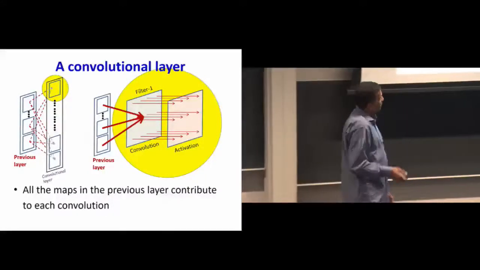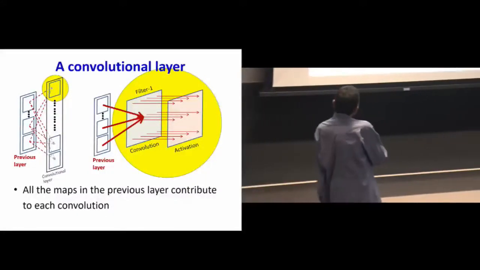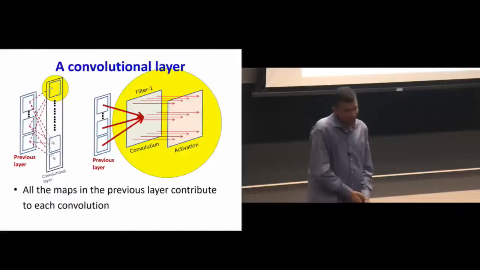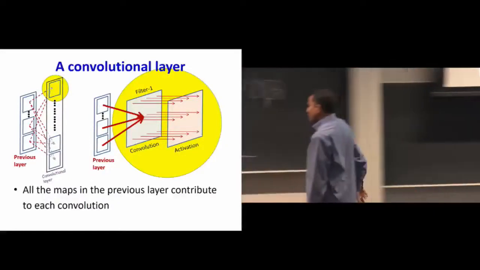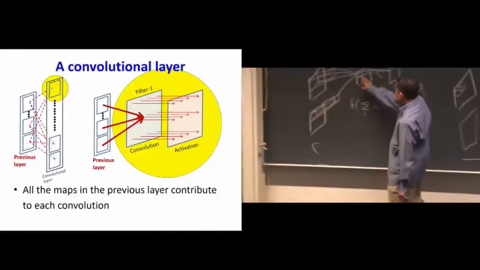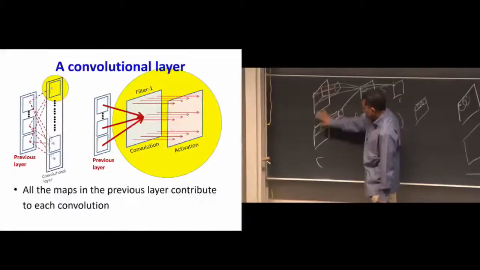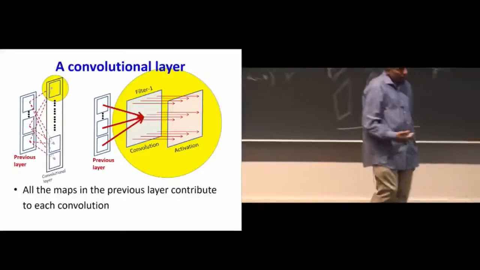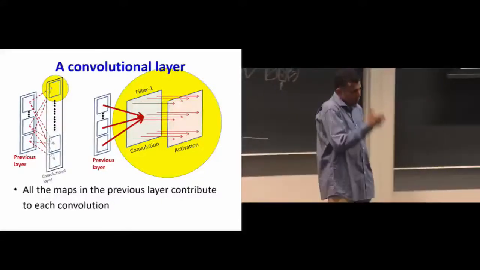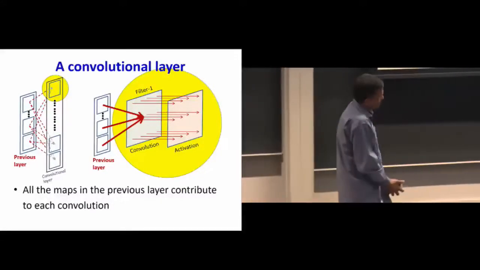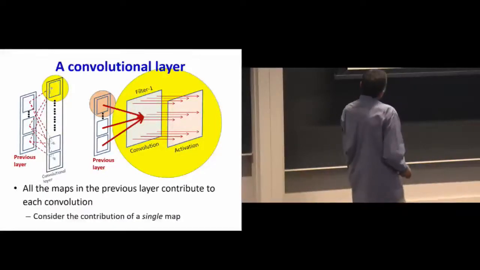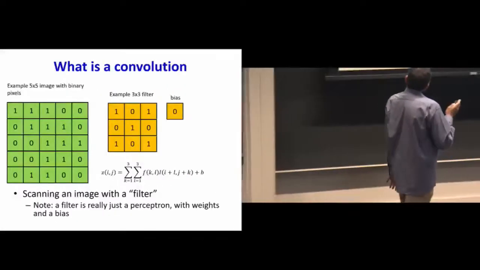Now, when you go to any particular layer, all the maps in the previous layer are going to be contributing to the convolution for each position. Which means exactly this: this value is obtained by looking simultaneously at all of the planes in the previous layer. So now consider the contribution of a single map.